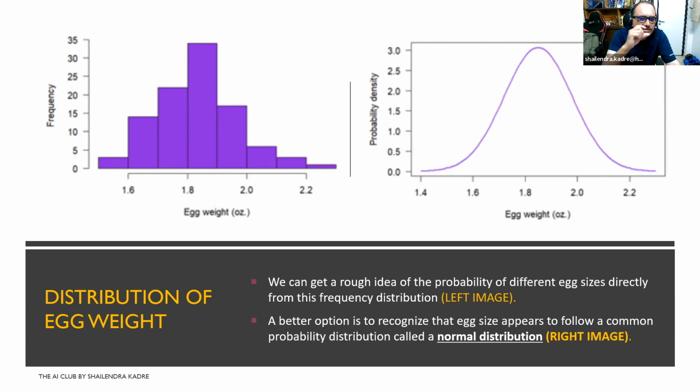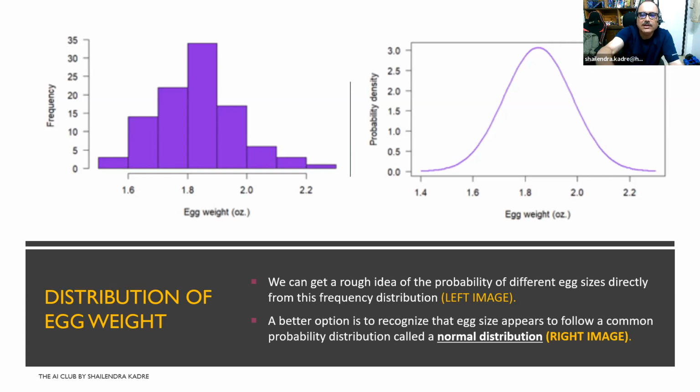The first bar represents some eggs which are weighing very low, and very low means less than 1.6 ounce. They are very few. Then the middle one, eggs between 1.8 and 2 ounce, is the highest quantity. So when I go to 2.2, which is an overweight egg, that is also very few.